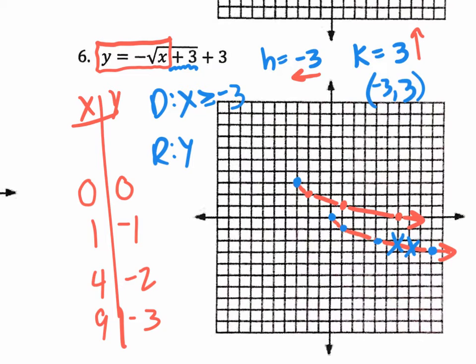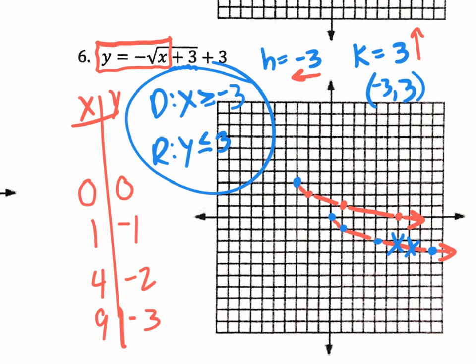Now, in terms of y, the range. Does it have any y values above 3? Here's the y value of 3, the level 3. Is there any points above 3? No. Is there any points below 3? Yeah. So it's at 3. Y is at 3 or below. How do we say that? Y is less than or equal to 3. So there's your domain and range for that one.